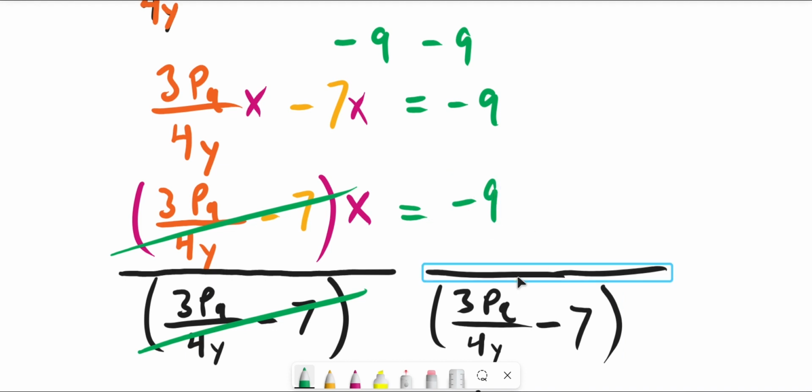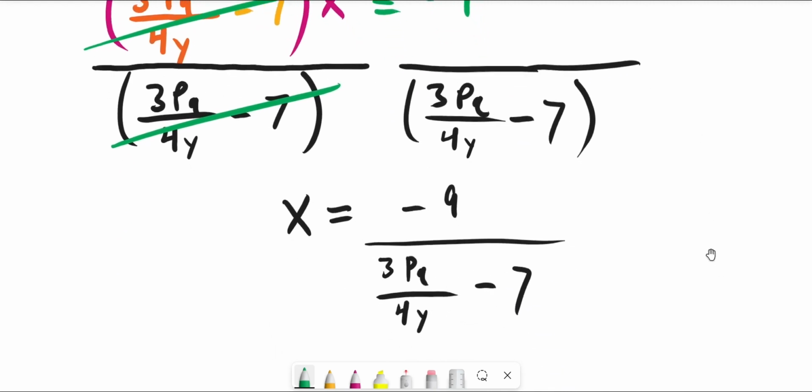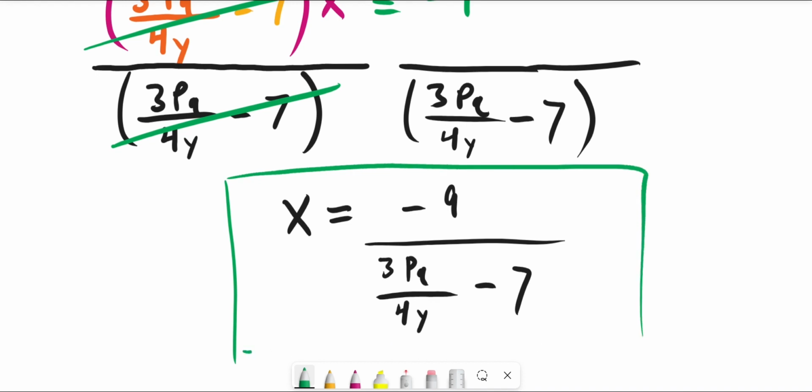And I don't need to write anything different. I have minus 9 divided by this term that was multiplying the x, and that's it. We're done. I mean, this is your answer. We can be done with it at this point. Now, there's a bunch of different ways to write this. You could combine the 7 with this term. I'll work on stuff like that a little bit later, ideas about simplification and all that.